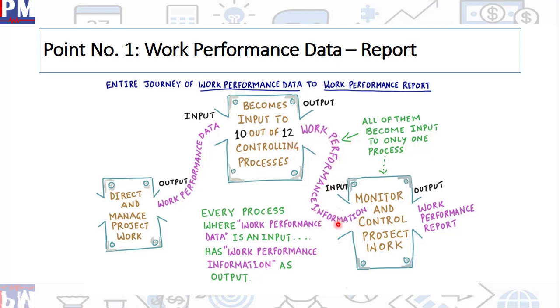Now, all this work performance information becomes input to one and only one process, that is monitor and control project work. This is where all the project's health analysis is done. So work performance information helps in doing that, and the output is work performance report. This is how work performance data gets transformed into work performance report.